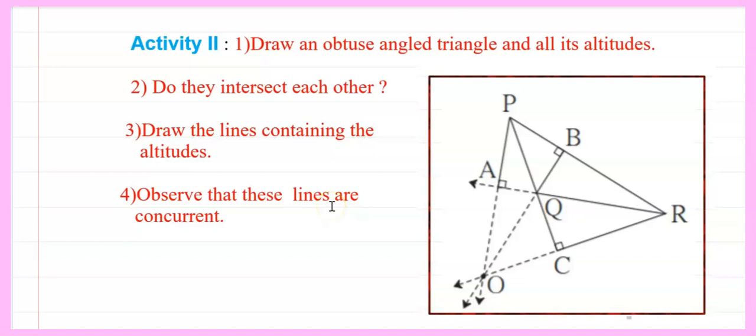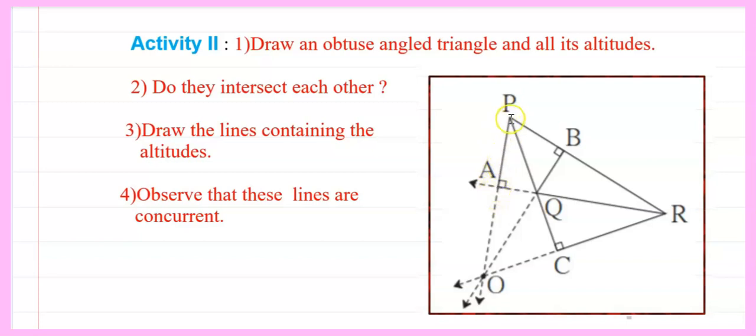Now next we will discuss where is the point of concurrence of the altitudes of an obtuse angle triangle. For that we will draw the triangle PQR. The first altitude is very simple, it is QB. What about the next altitude? If I want to draw the altitude from the point P, then I want to extend RQ. In this way, I can draw this altitude PA.